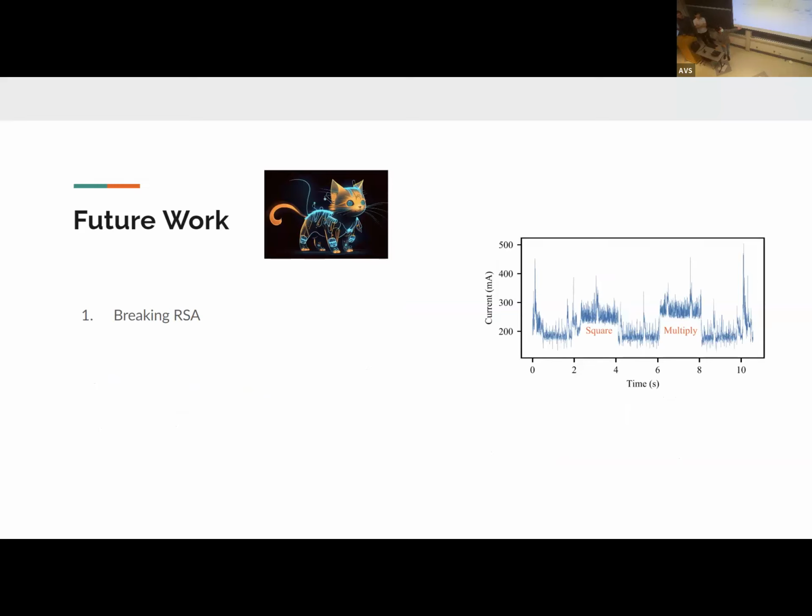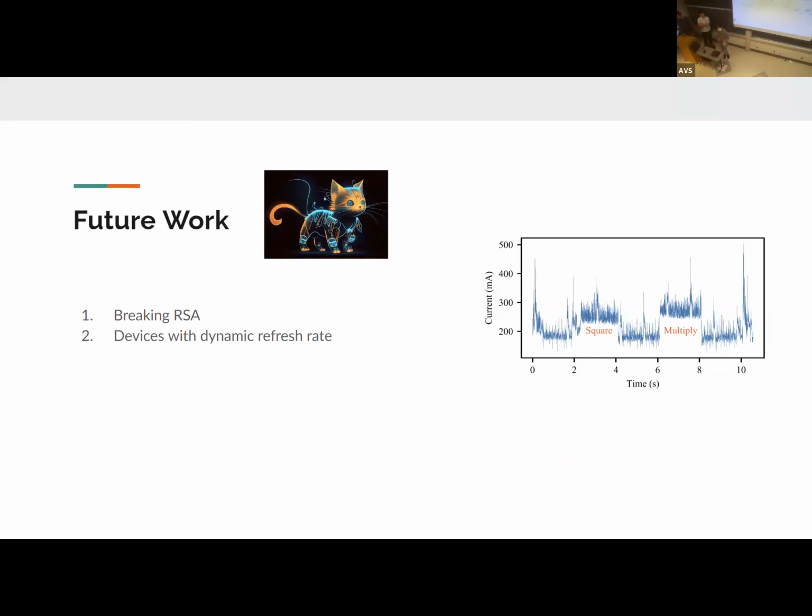You can see in this figure that from this wireless charging attack, the authors are actually capable of extracting the difference between the idle operation, a square operation, as well as the multiply. However, due to some timing issues with the sampling rate of the microcontroller, they were unable to implement a full attack breaking RSA.